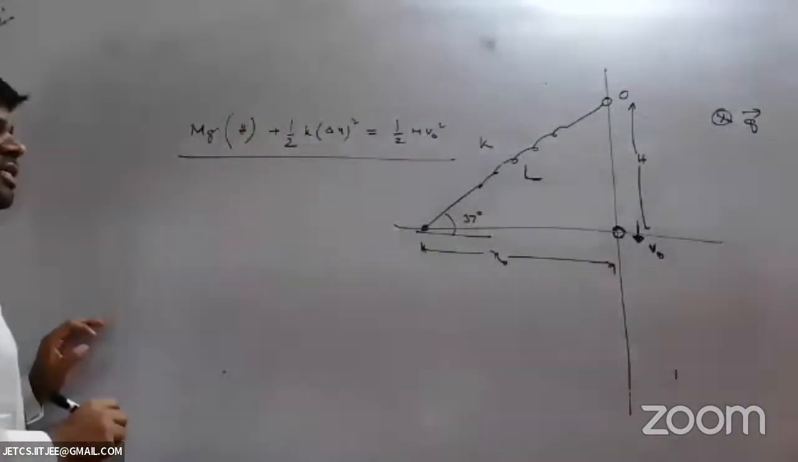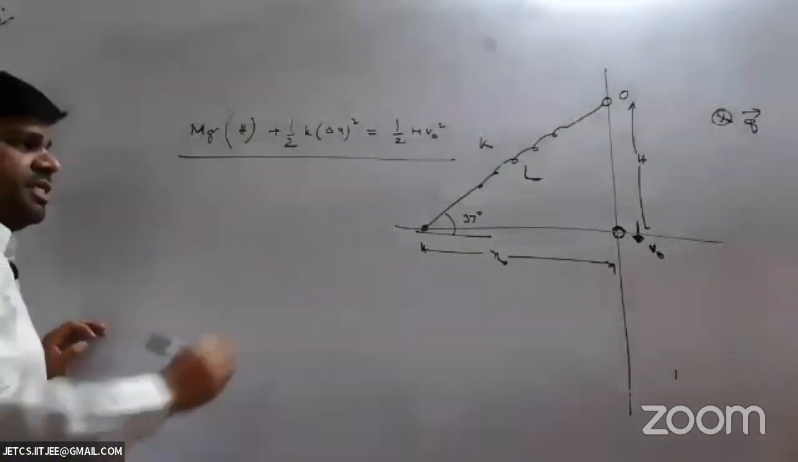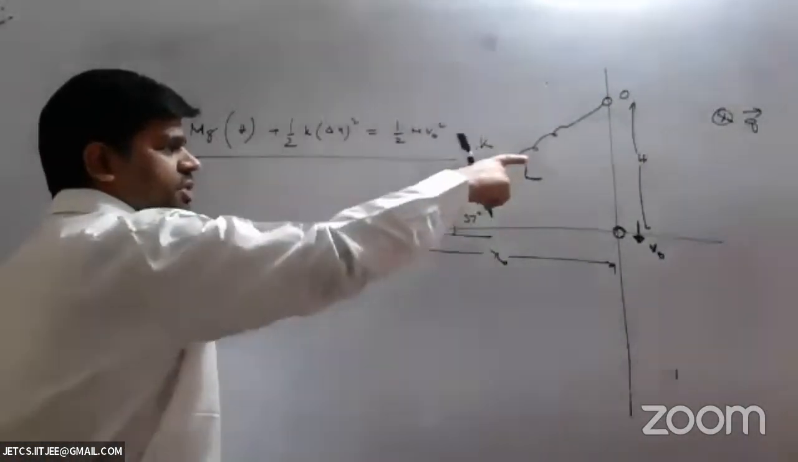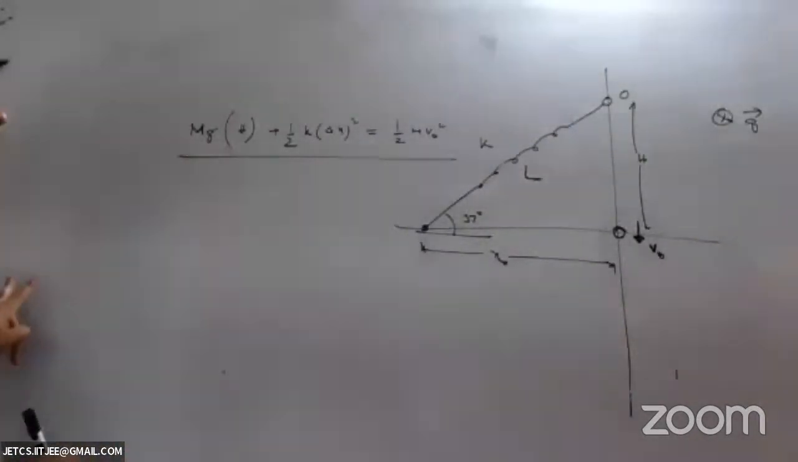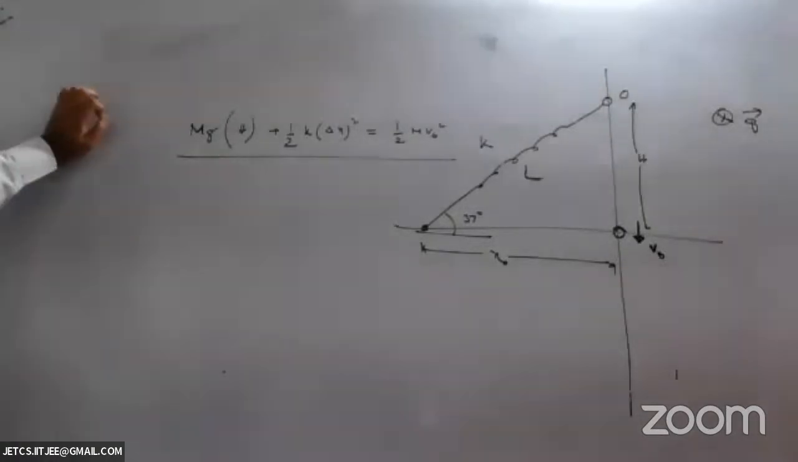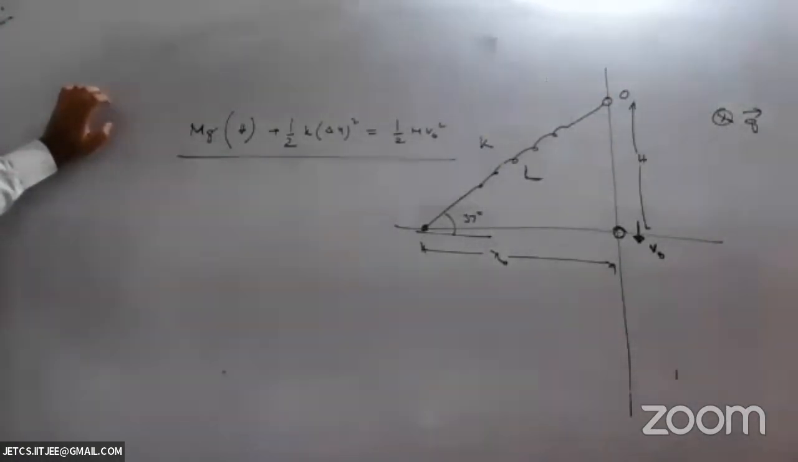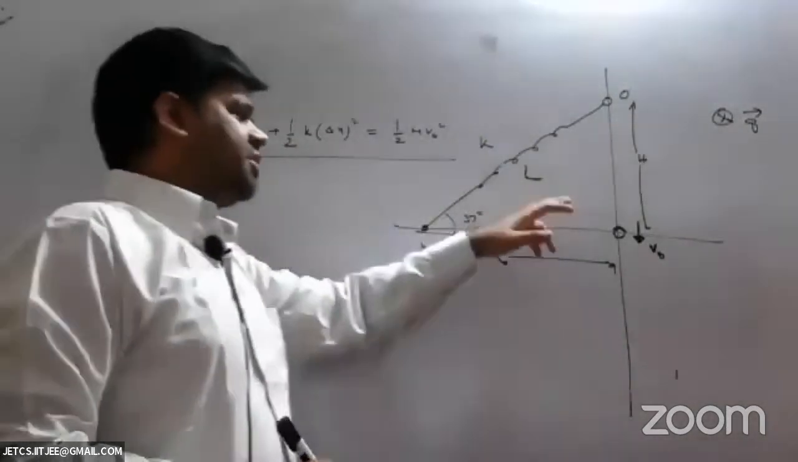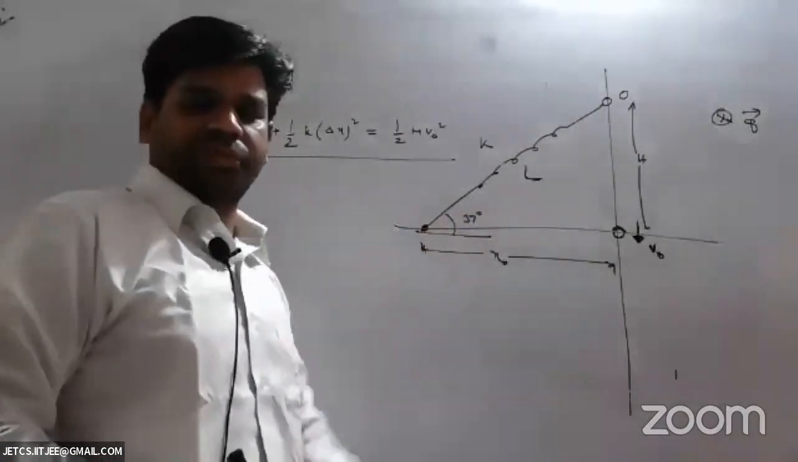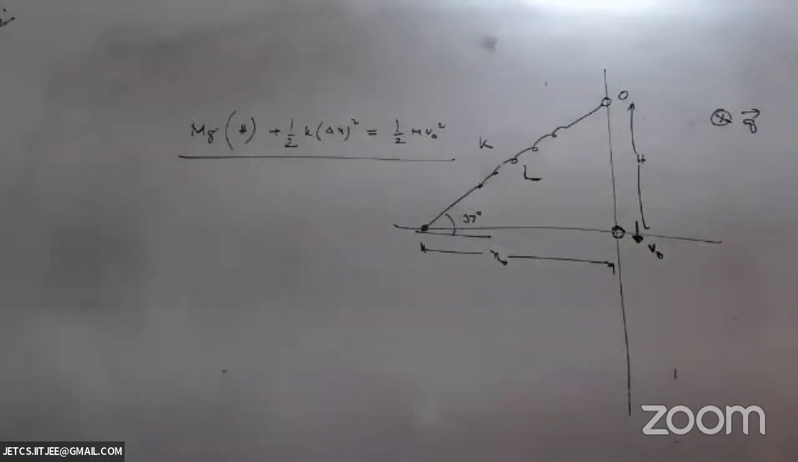Now all I have to plug in is delta x and h. Now can you tell what h is? If the angle is 37 degrees, this is x naught. What is h? What is h in terms of x naught? You can use tan 37. h by x naught is tan 37. Tan 37 is 3 by 4. You get h from there. Can you tell what is h?